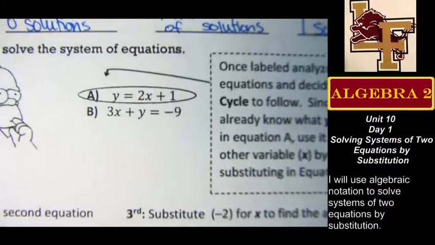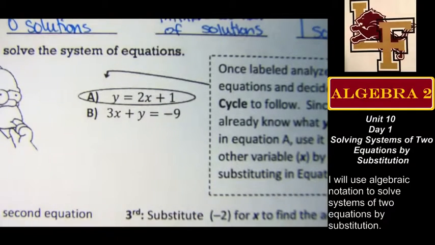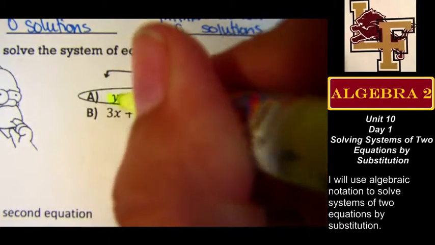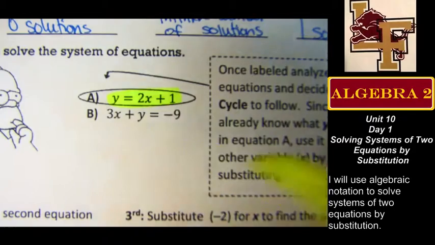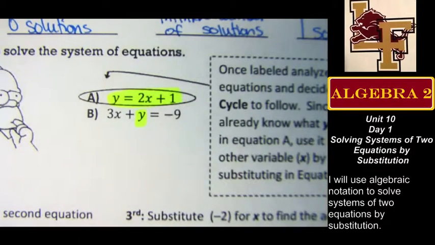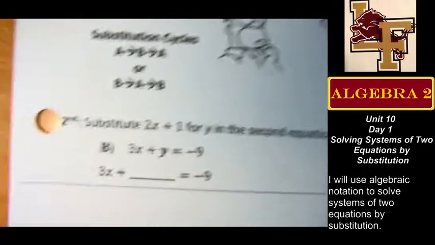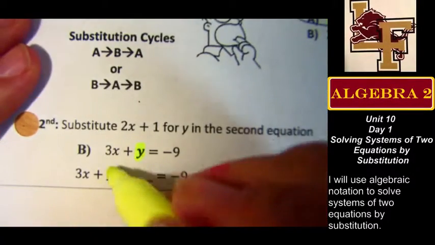All right, so looking at the system of equations, I've already circled for you the equation that is solved for one of its variables. Here it is. This one is solved for y. This means in my other equation, everywhere I see a y, I'm going to put that stuff, y equals, right here.